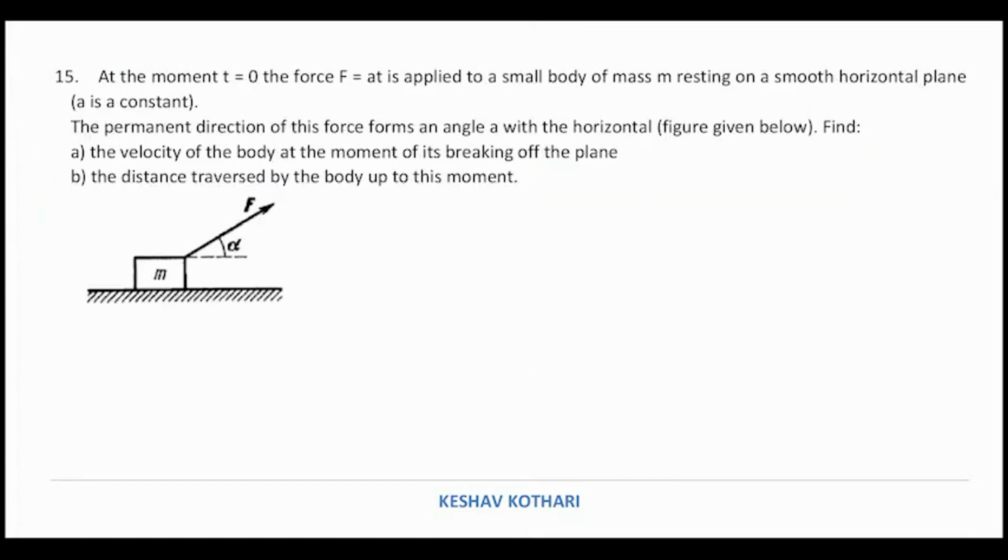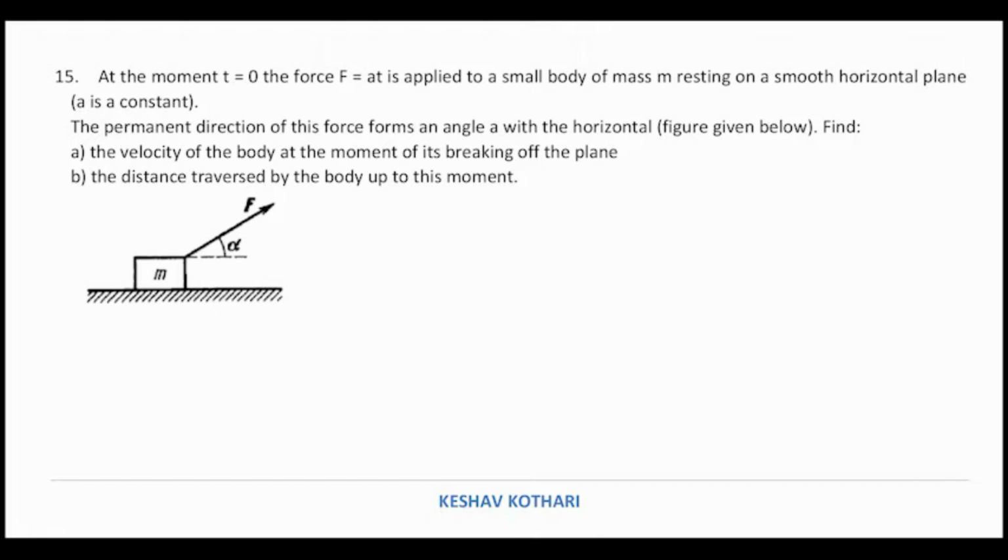At the moment t equal to 0, the force F equals At is applied to a small body of mass m resting on a smooth horizontal plane. A is constant. The permanent direction of this force forms an angle alpha with the horizontal, as shown in the figure given below. Find the velocity of the body at the moment of its breaking off the plane, and the distance traversed by the body up to this moment.